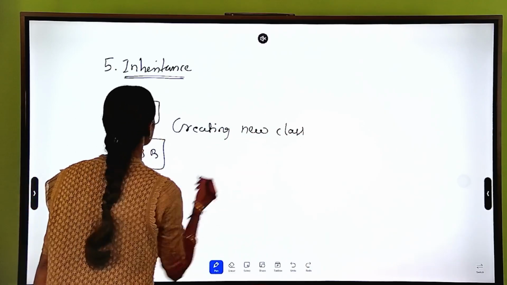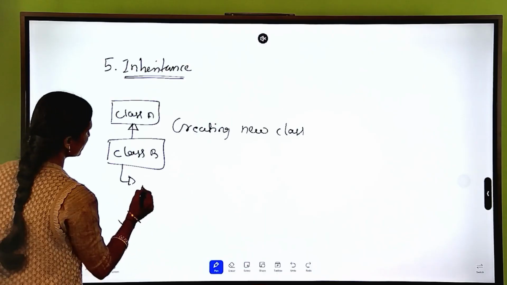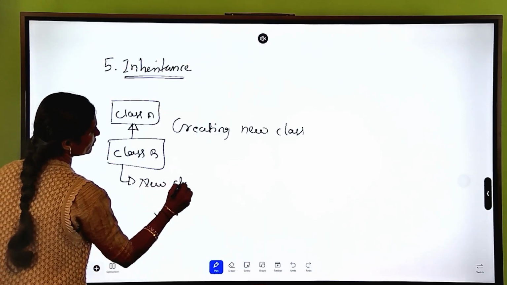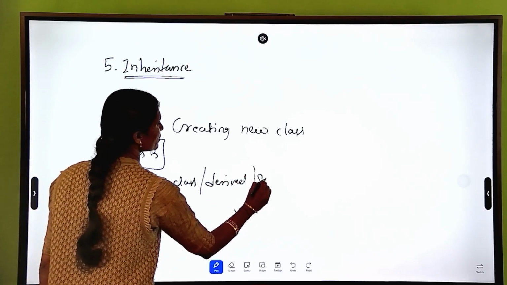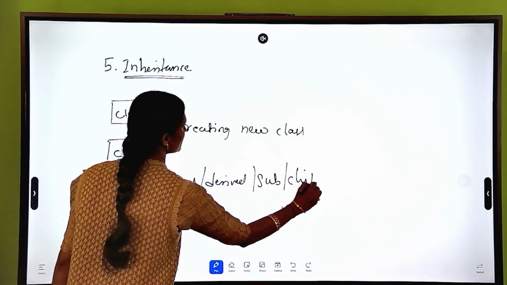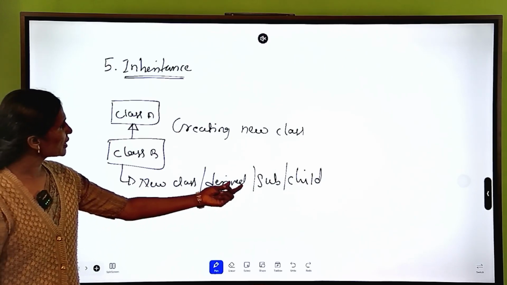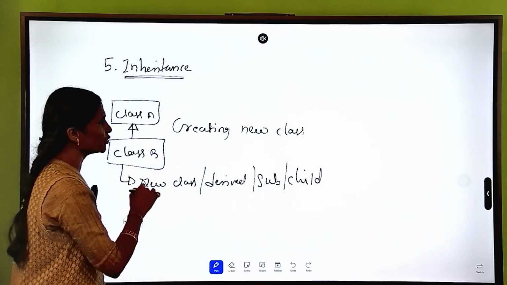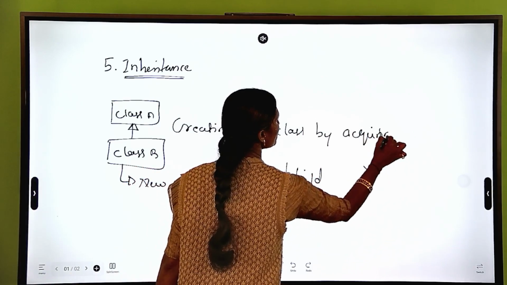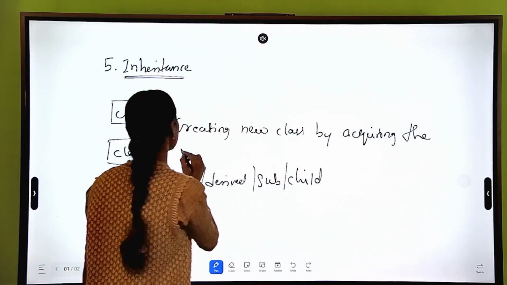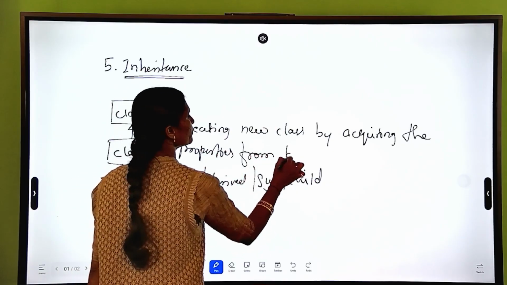This may be called a new class, a derived class, a subclass, or a child class. So what are we doing here? We are creating a new class, derived class, subclass or child class. How? By acquiring the properties from the base class.